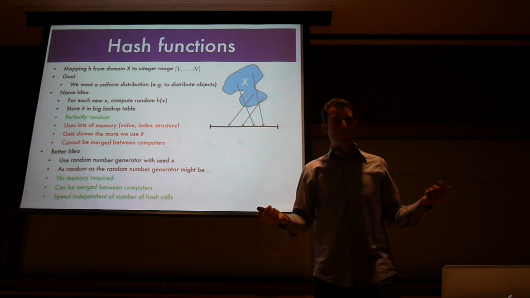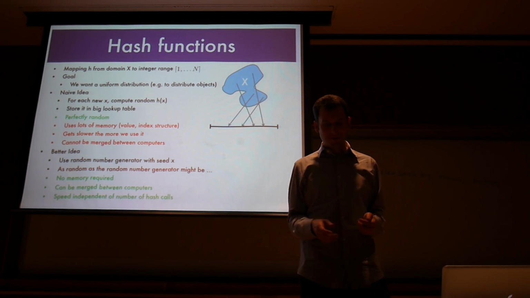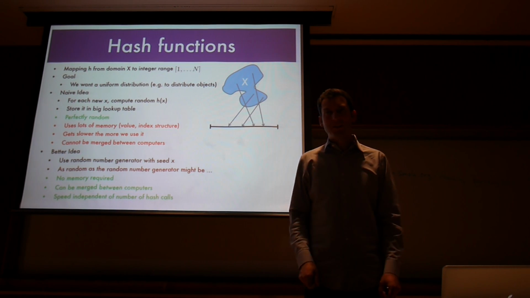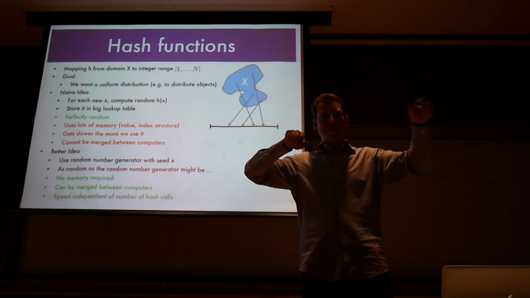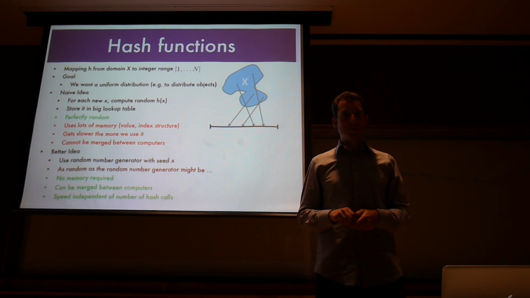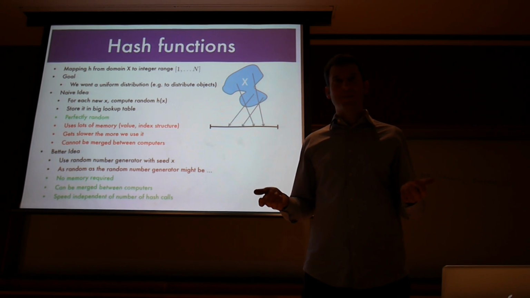Now the merging problem between two machines is a non-issue because, well, I just have the same hash function, so they will always map the same object to the same number onto different machines without the need of any communication. And the lookup speed is independent of how many times I requested things before.